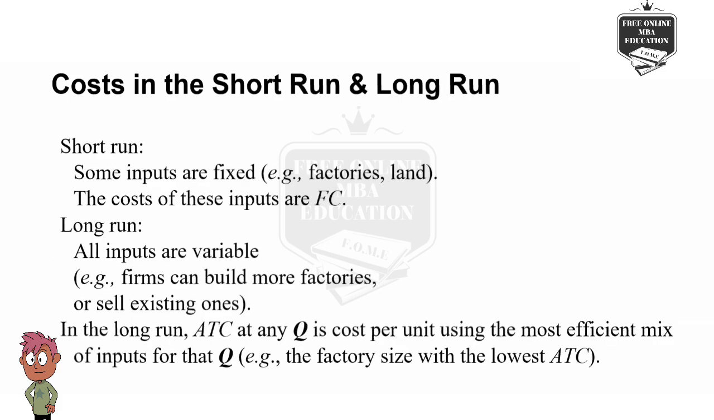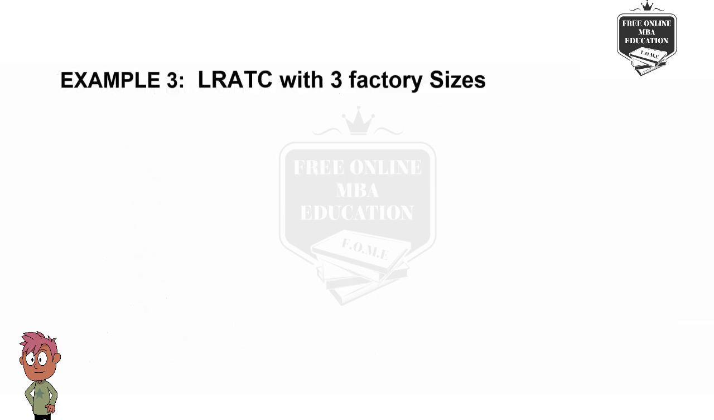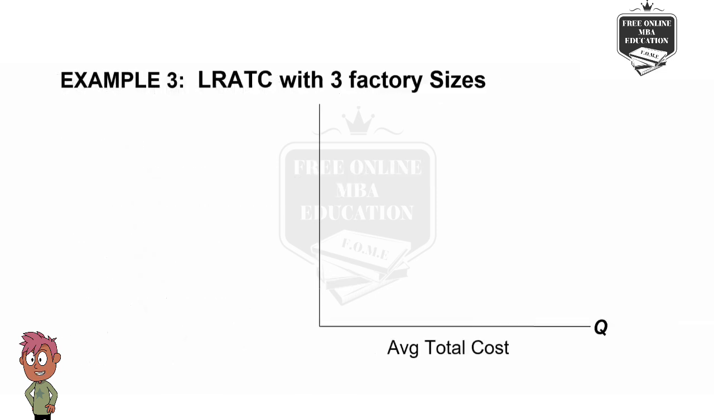Now, when we take the long run average total cost with three factory sizes, this is a graphical representation. Just understand, take some time, absorb it. I will go very slow on this so that you people are not confused.